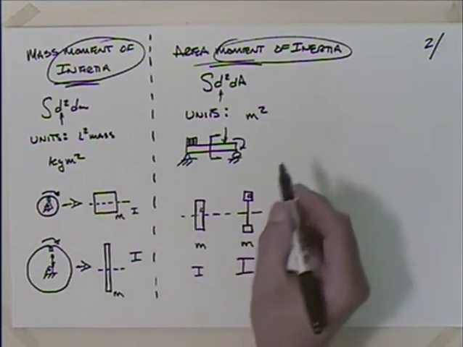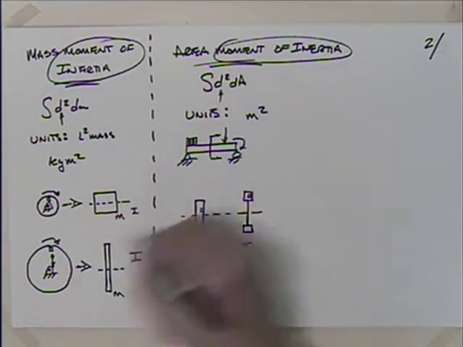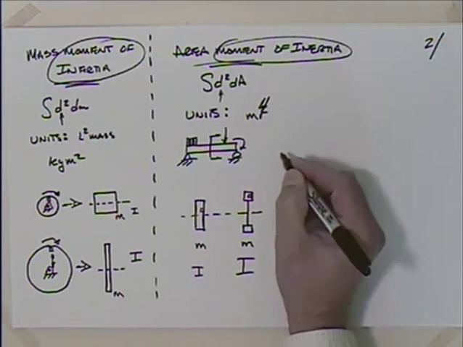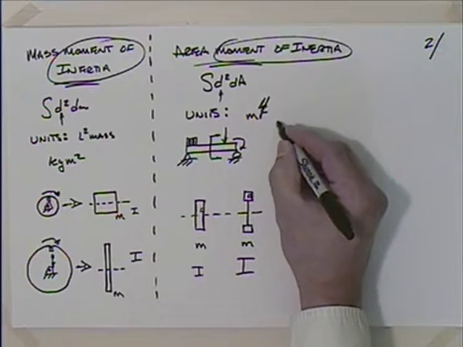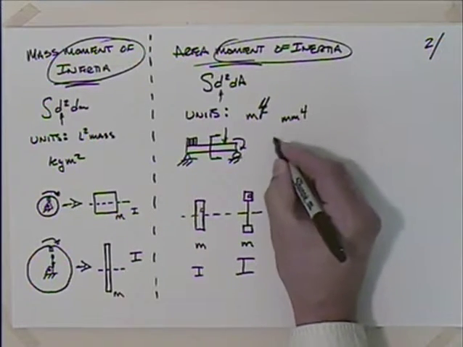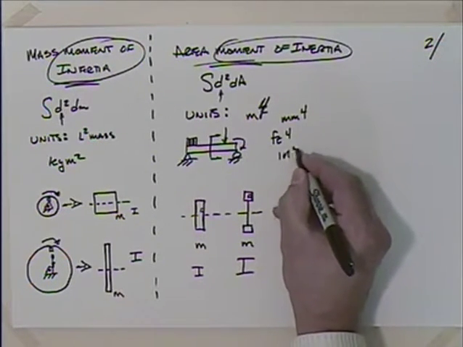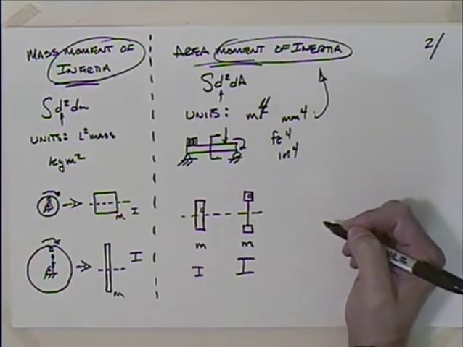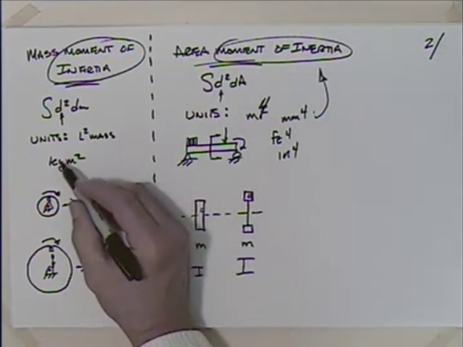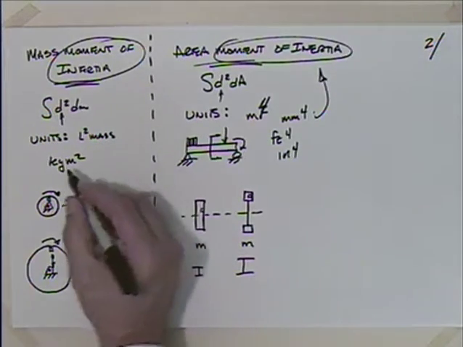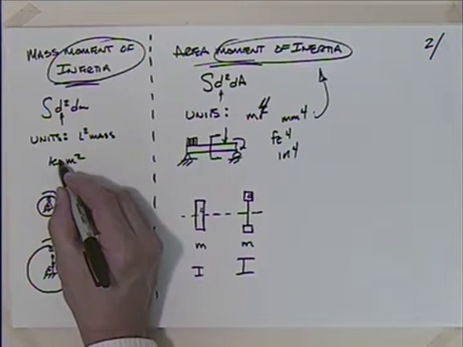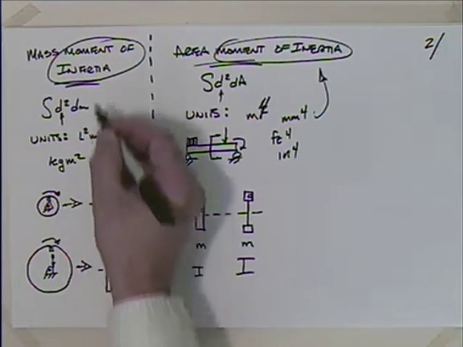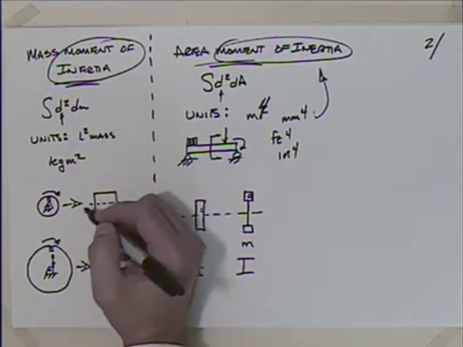Well, one good way is the units. If it's distance to the fourth, so if I'm looking at meters to the fourth, or millimeters to the fourth, or feet to the fourth, or inches to the fourth, I know that I have area moment of inertia. If, however, I have some mass term, let's say kilograms, times distance squared, then I know I have a mass moment of inertia.